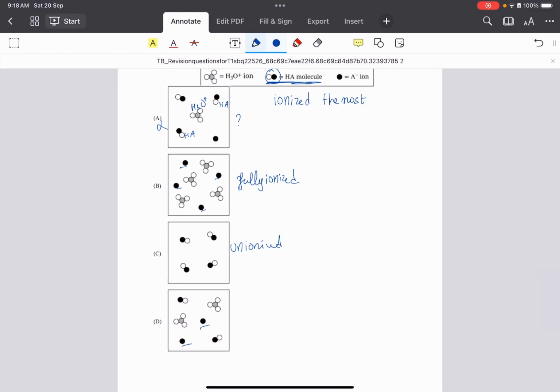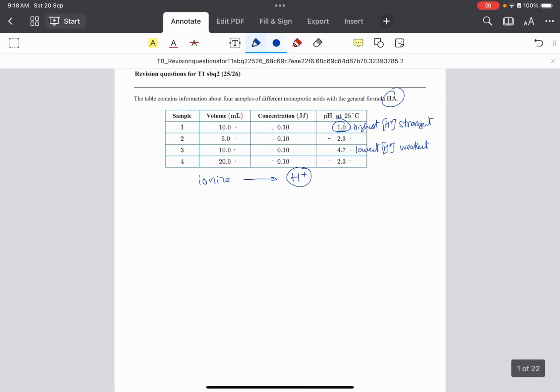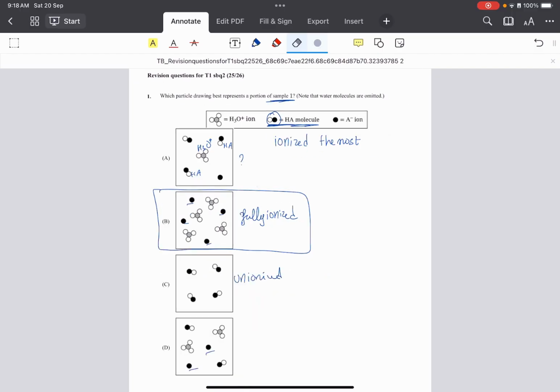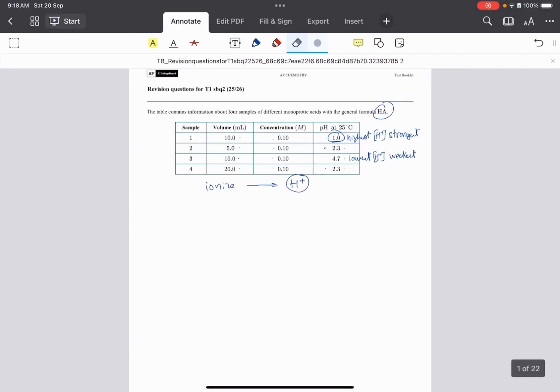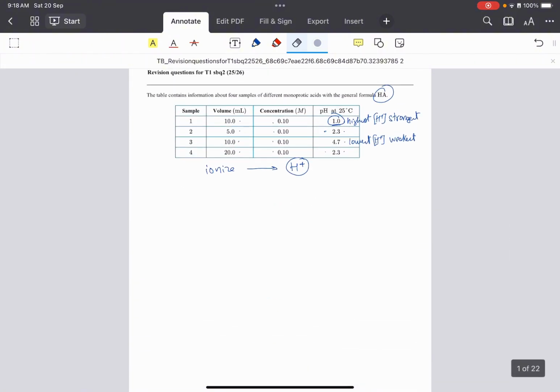So if I want to compare A and D, D is stronger than A. However, B is the strongest among them. And here they are looking for sample 1 that we qualified as the strongest one. So the answer is A. A could be the weakest, which is sample 3, and D could be 2 or 4.